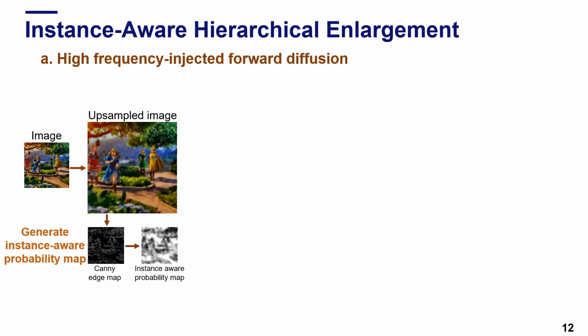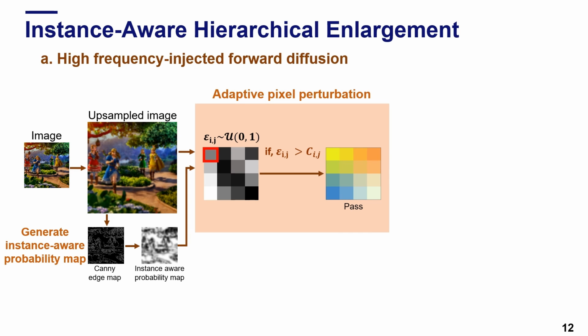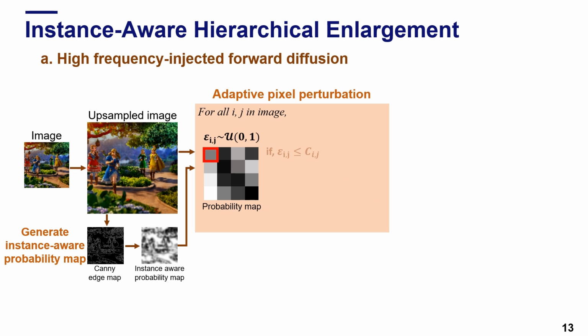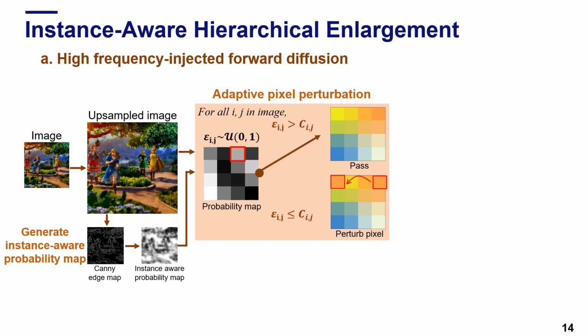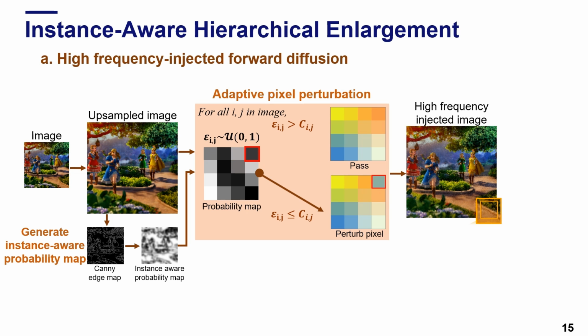Specifically, we first upsample the low resolution image and calculate the Canny map. Gaussian blur is applied to the map, and we normalize it to get a probability map. The random number is sampled from uniform distribution at each pixel. If the number is larger than the value of the probability map at each pixel, then there is no change. On the other hand, if the number is smaller, the pixel value within a certain distance is replaced so that we could apply pixel perturbation adaptively to avoid flickering effects near borders. This adaptive pixel perturbation is proceeded over all pixels. Then we can have the high-frequency injected image.